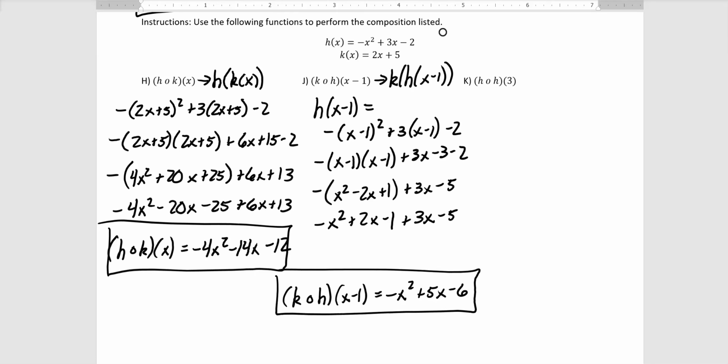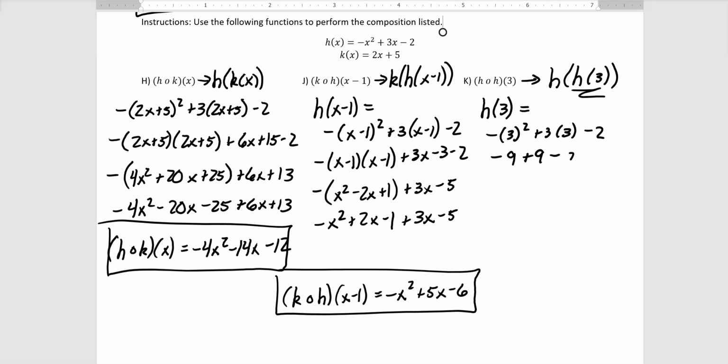All right, last one. H of h of 3. Clever. So h of 3. Okay. So I need to find h of 3 first. That's the first thing, right? I'm going to do this inside the parentheses first. So h of 3 equals the opposite of 3 squared plus 3 times 3 minus 2. So that'll be negative 9 plus 9 minus 2.